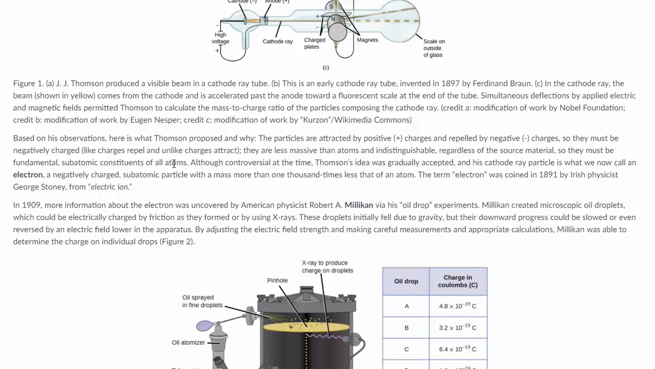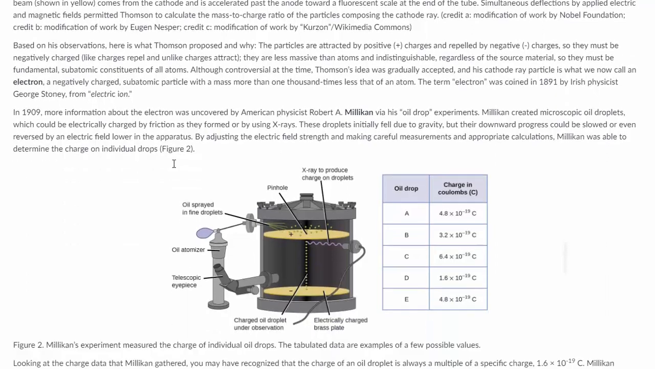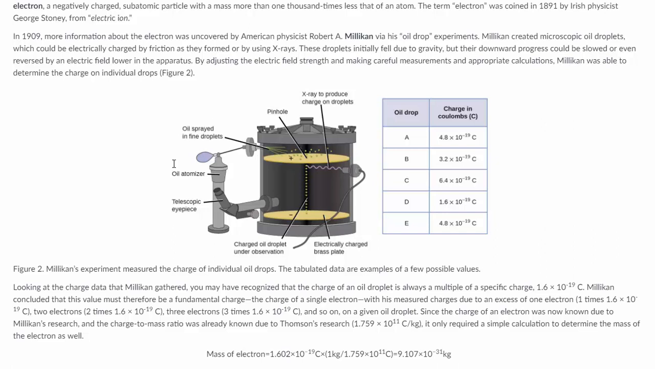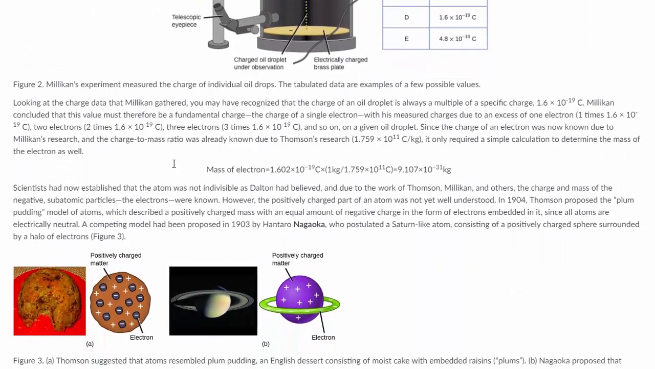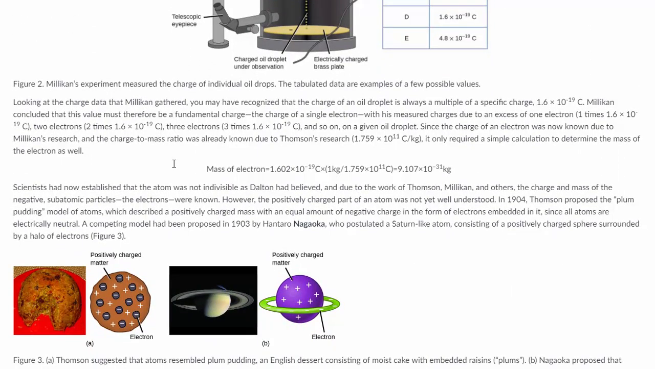Now, Millikan, in about 1909, created the oil drop experiment. What he did was drop wee little droplets of oil that he charged with an X-ray. And when he charged them, he was able to calculate the charge on those oil droplets. By calculating that charge, he ended up finding not only the charge of an electron, but also the mass of an electron. Thomson's research had led us to a charge to mass ratio. So all of these guys are working in order to figure out how atoms are structured.